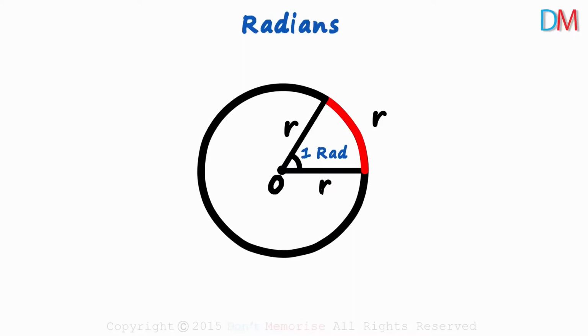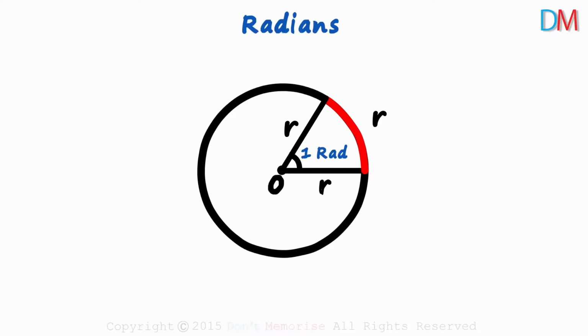Actually, there's radius everywhere around this angle. R, and that's probably why they call it radians. According to various scientists and mathematicians, this is a more logical way to measure angles. It's because we are measuring the angle in relation to the radius of the circle.